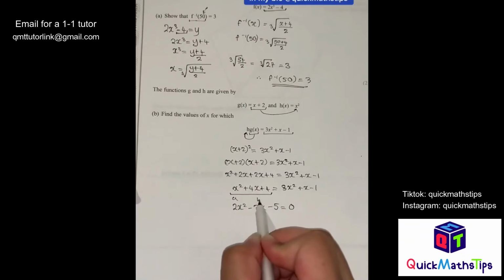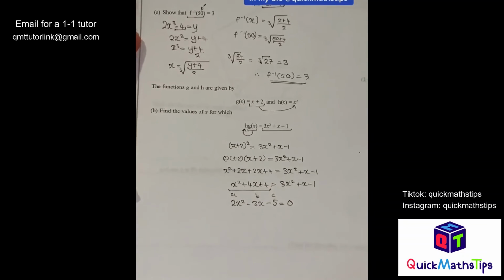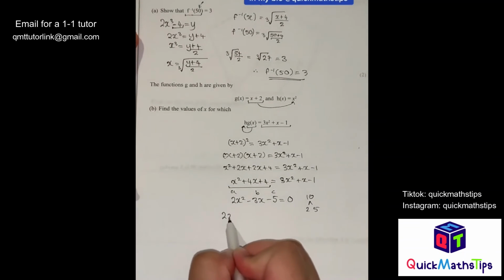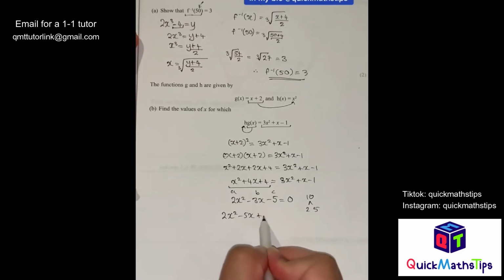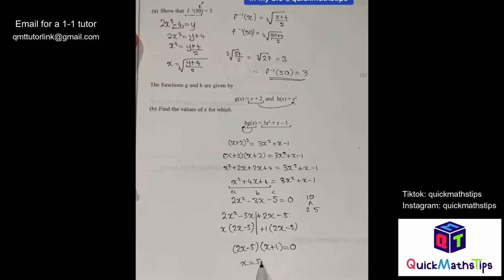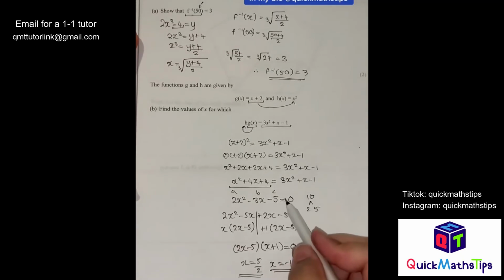Now I'm going to do the ABC method to factorize this into double brackets. So a times c is 10. Factors are 2 and 5. So 2x squared minus 5x plus 2x minus 5. Factorize it. Split it down the middle. So x bracket 2x minus 5. Repeated bracket on the other side, 2x minus 5, and plus 1 on the other side. Your final brackets are 2x minus 5 and x plus 1 equals 0. So your solutions are x is 5 over 2 and x equals negative 1. So I did harder factorizing to get from here to my two solutions.